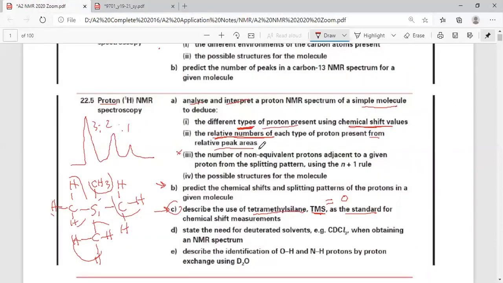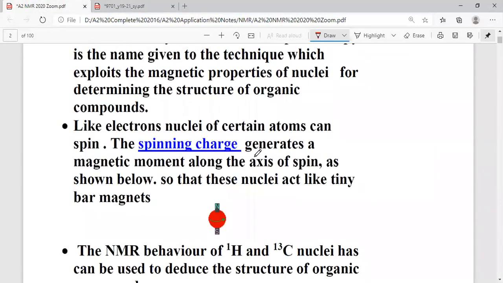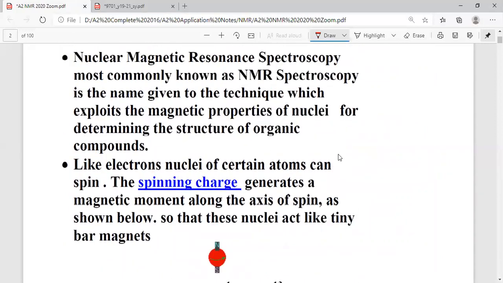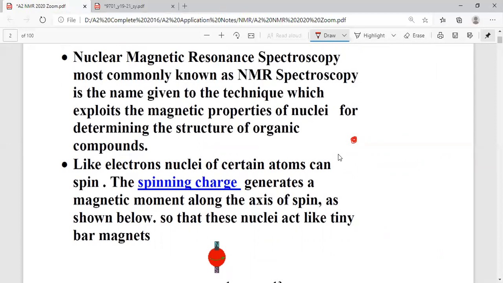Okay, here's the theory. Now remember, here we talk about a proton. A proton means hydrogen, H. Hydrogen has 1 proton, and of course no neutrons, so you have electrons around here.